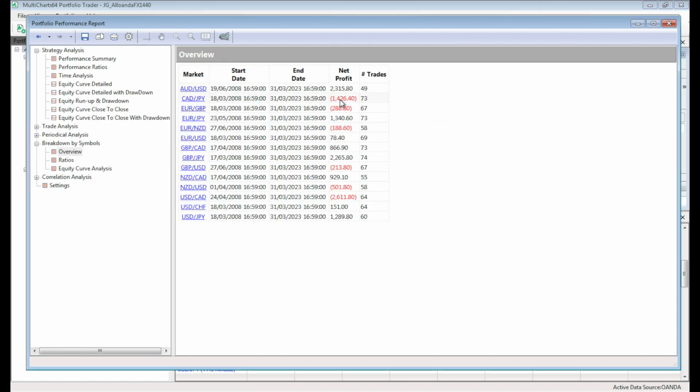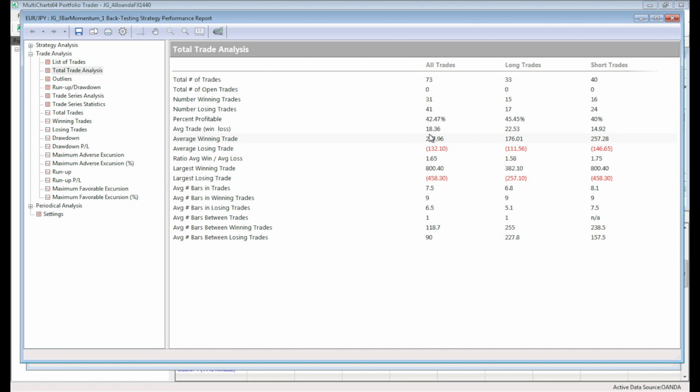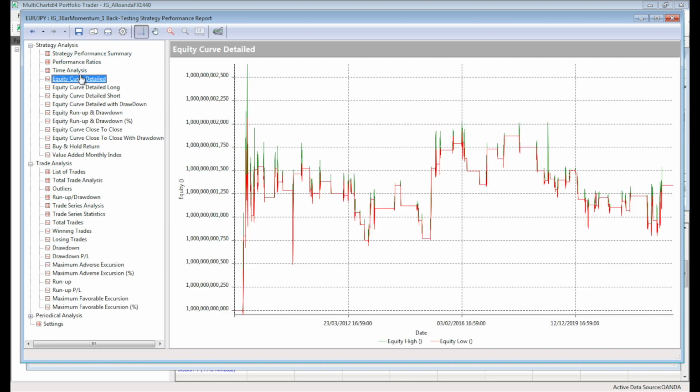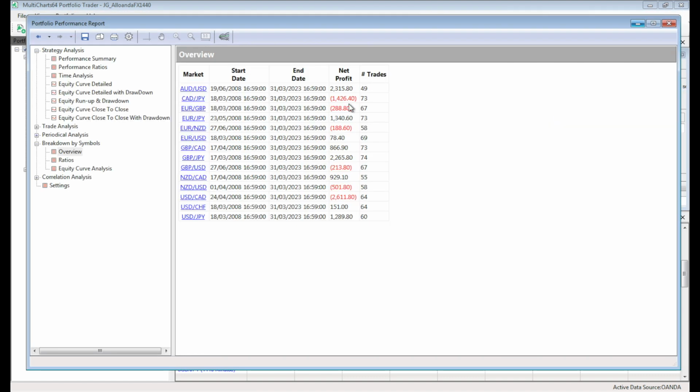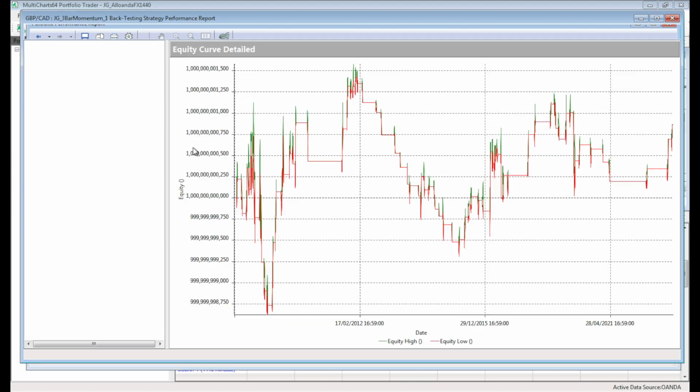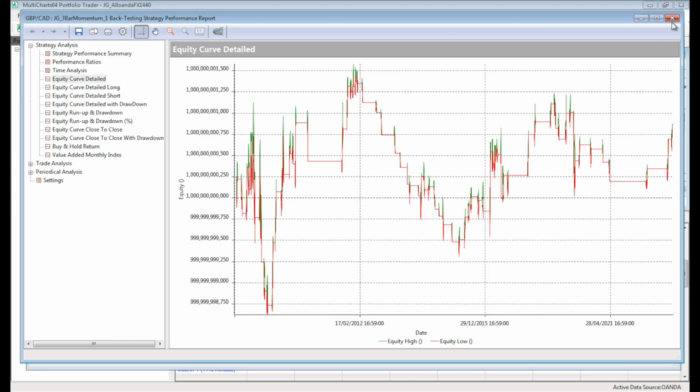Canadian dollar, Japanese yen is not profitable. Euro pound is not profitable. Euro yen is profitable, a reasonable average trade, 18 pips. But the equity curve is bad. Euro New Zealand is not profitable. Euro dollar is barely profitable. Pound Canadian dollar makes a bit of profit with a bad equity curve.